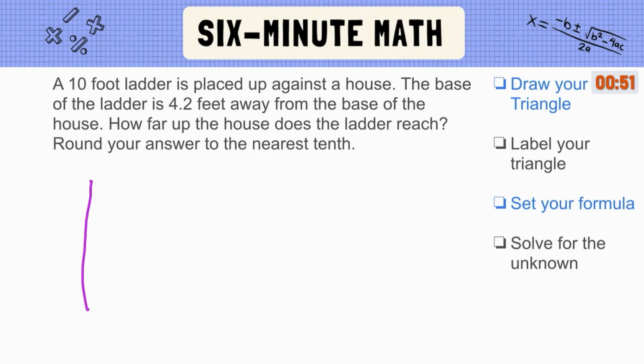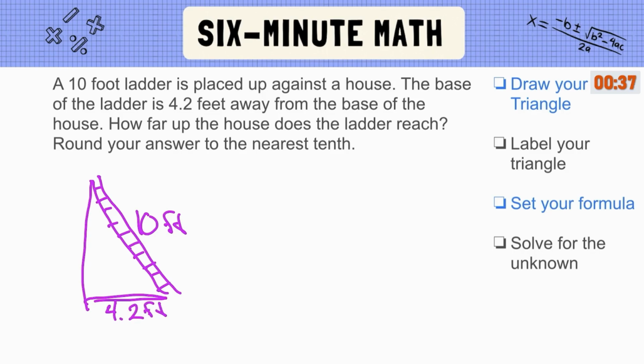So I have a 10-foot ladder. We're going to do that ladder right here. And this is 10 feet. And it is 4.2 feet away from the base of the house. Then it's asking us for how far up the house does it measure. So I'm going to write an X. I've drawn my triangle. Now I'm going to label. We have C, A, and B.